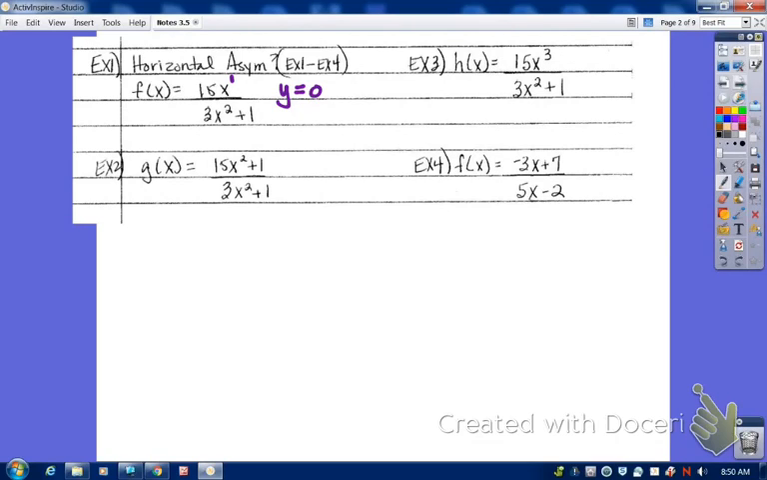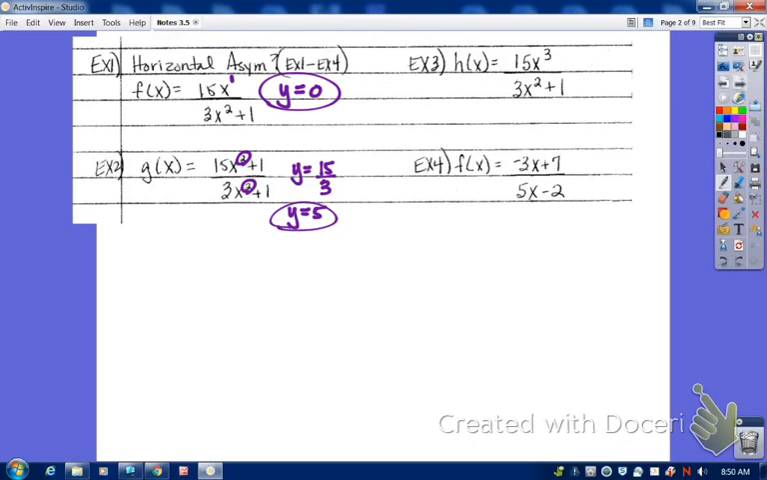Example 2, it's below that. Degree in the top is 2, the degree in the bottom is 2. So this time the degrees are the same. So I am going to have a horizontal asymptote, but it's going to be at y equals leading coefficient divided by leading coefficient. If you've forgotten what a leading coefficient is, it's the coefficient of the variable with the highest exponent. Will 15/3 simplify? Yes, so I will have a horizontal asymptote at y is equal to 5.